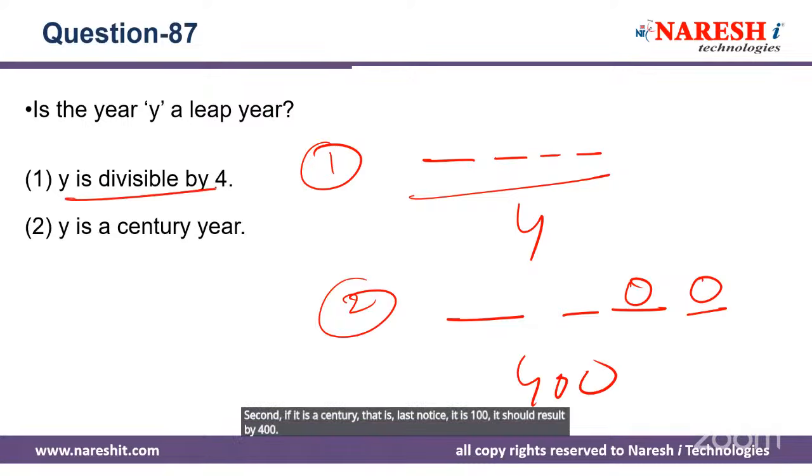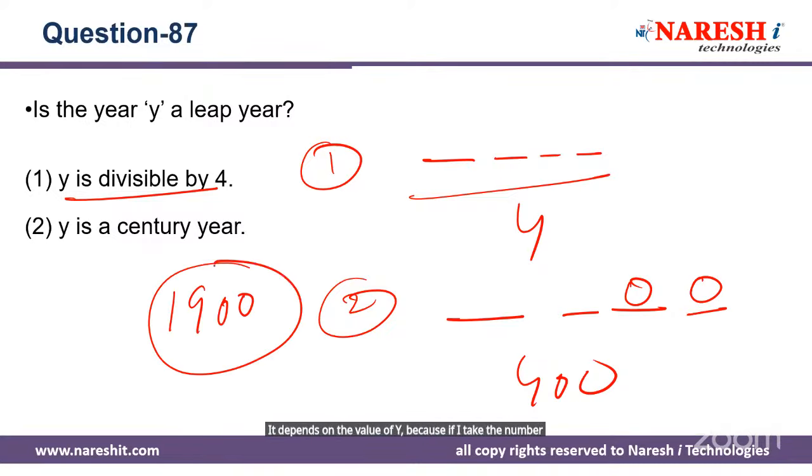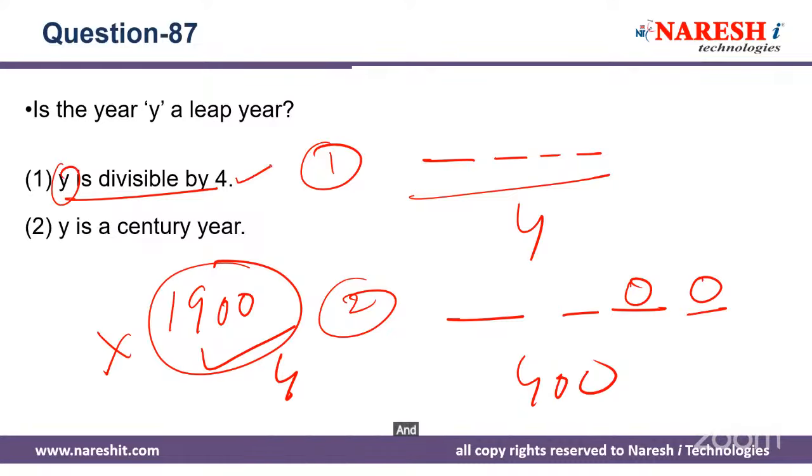First statement, y is divisible by 4. Every number which is divisible by 4 cannot be a leap year. It depends on the value of y, because if I take the number as 1900, which is divisible by 4, but it's not a leap year. So it completely depends on the value of y, and I cannot predict the answer because it depends on the value of y.